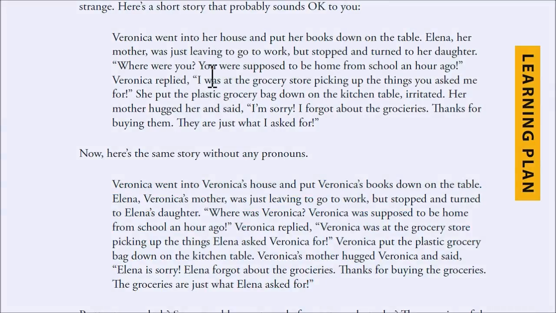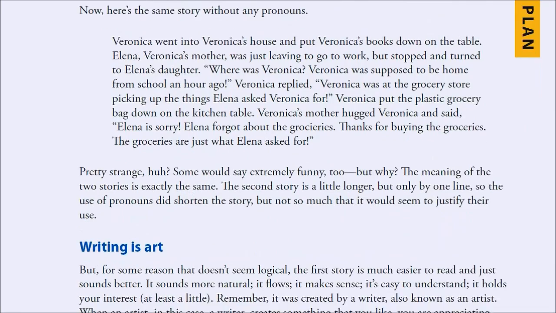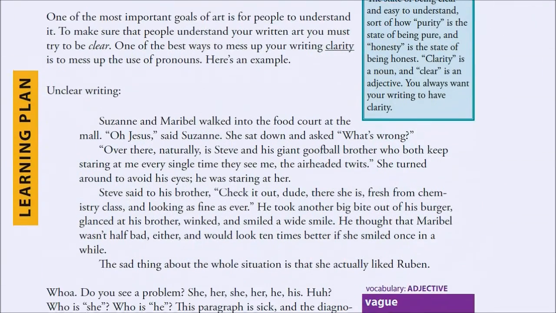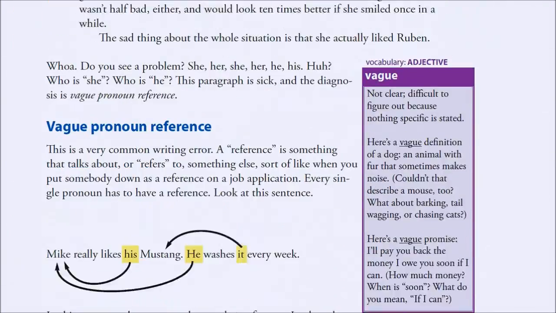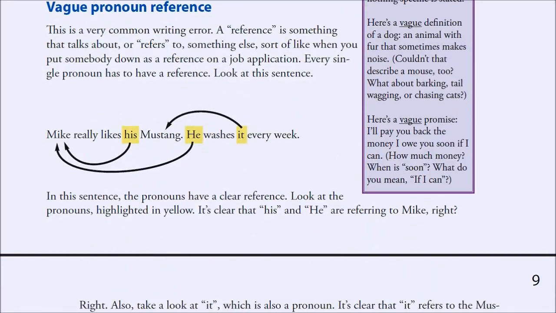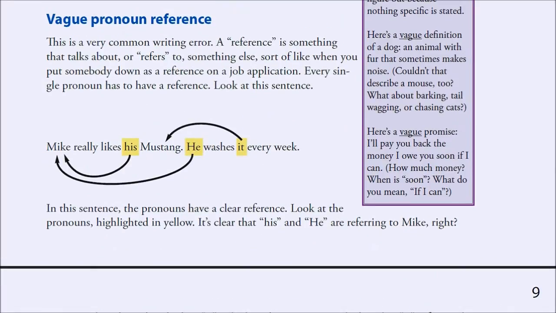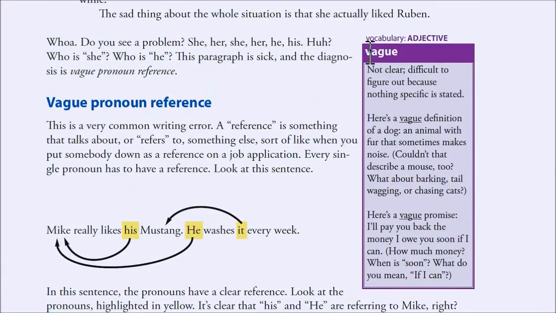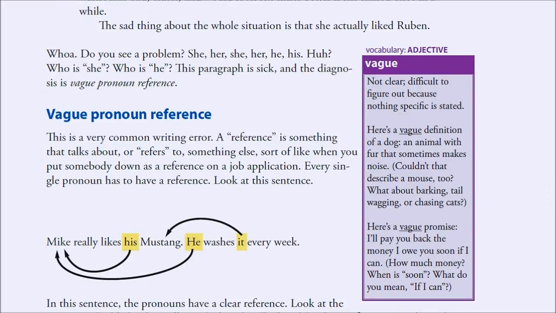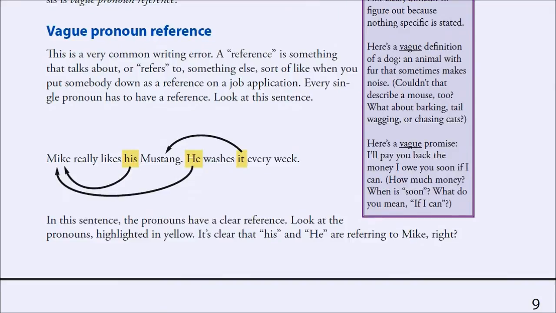You're going to use pronouns like I and she and her and so forth to replace nouns. But the one thing you really have to be careful of is that you need to make sure that you don't have something called a vague pronoun reference. And vague, here's what it means, not clear.